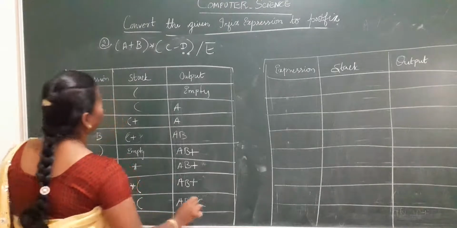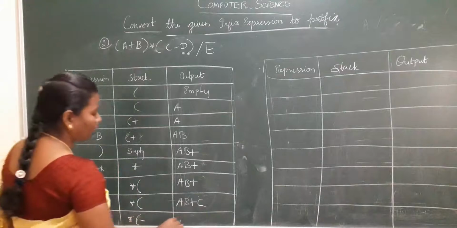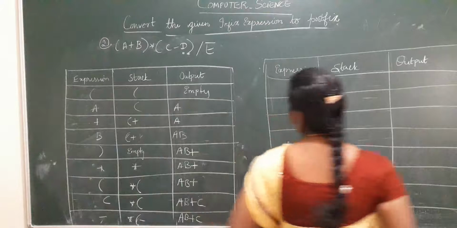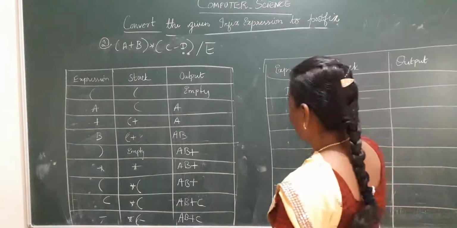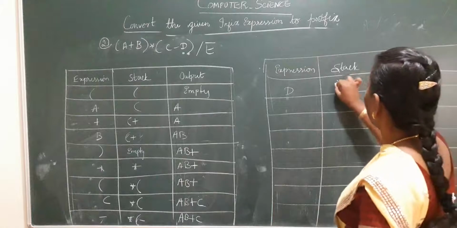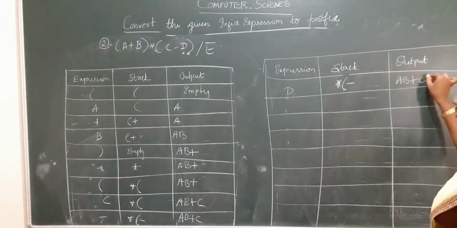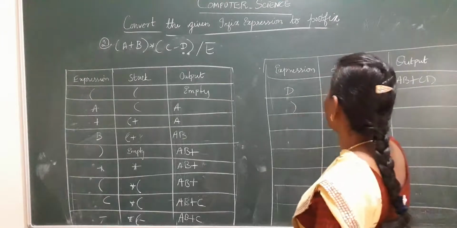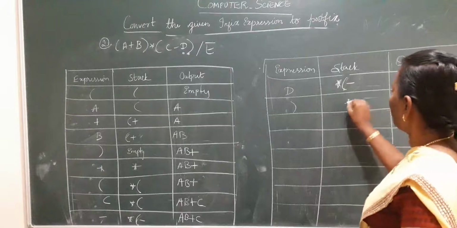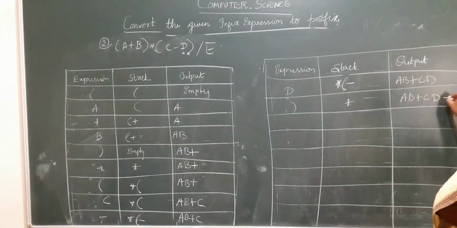A, B plus C. Next I have minus. Again minus will go sit inside your stack. So this is A, B plus C. Okay. Next I have D. This will be asterisk, bracket, minus. This is AB plus CD. Okay. Next I have closing. So opening and closing bracket will get cancelled. Only minus will be popped out. So we have only asterisk, AB plus CD and you have minus.